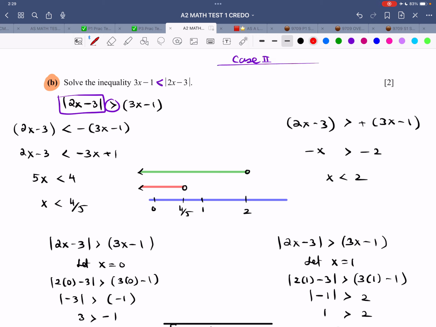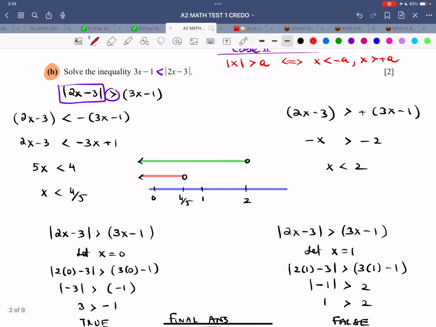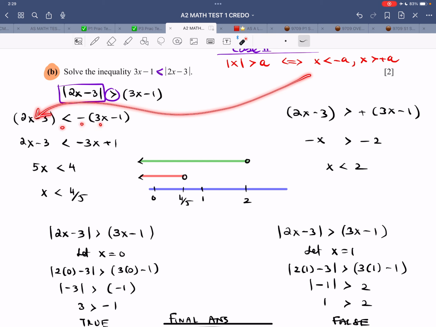What is case number 2? That is modulus x is greater than a or greater than or equal to a. That can be written as x is less than negative a and x is greater than positive a. That's how we write it. So now this thing, the modulus, that represents x. Everything else on the right hand side without the modulus represents a. So therefore 2x minus 3 is greater than a, that's this one, and 2x minus 3 is lesser than negative of this side. We solve, and now what happens is that both inequalities are moving in the same direction.